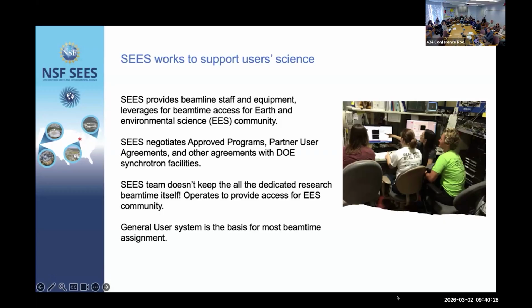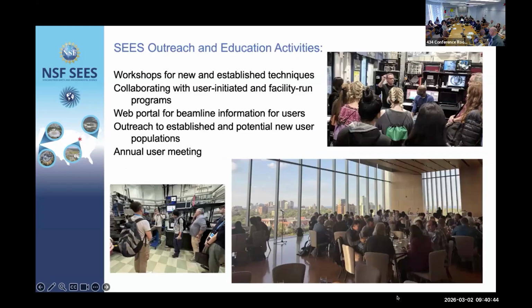We're operating this workshop and operating these beamlines because we want you and the rest of the community to submit proposals and use the facilities that we're investing in, right? We're doing this for the user community. And as I say here, the general user system is the basis for most of our beamline assignment, even time assignment. We've got a variety of outreach and education activities. This workshop is an example of that.